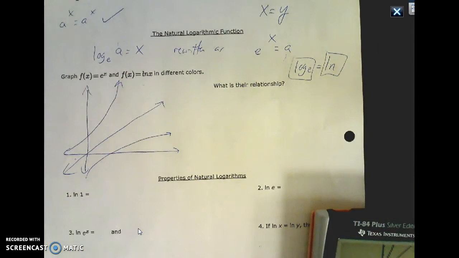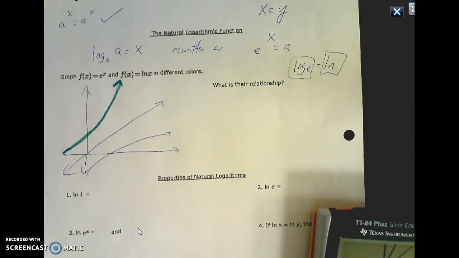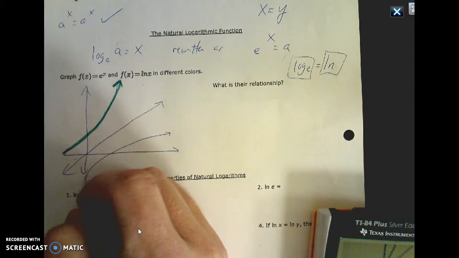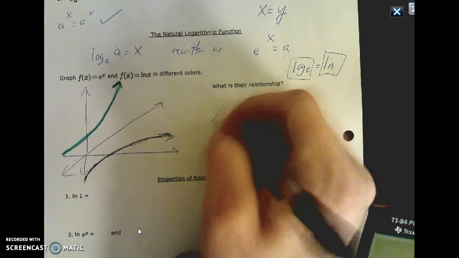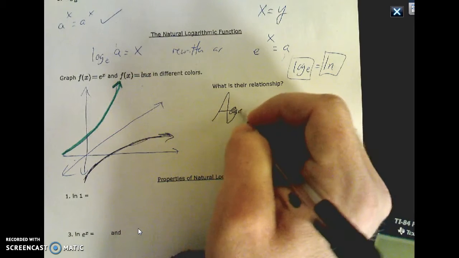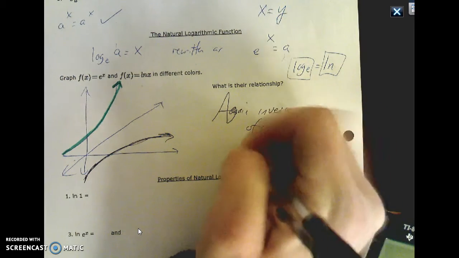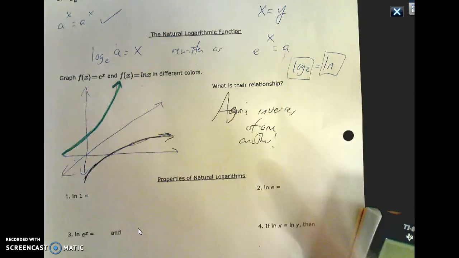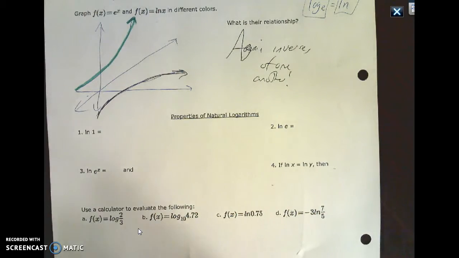Sorry. Different colors. Here's your green. There's your blue. There's your black. So again, inverses of one another. The exact same properties are here.